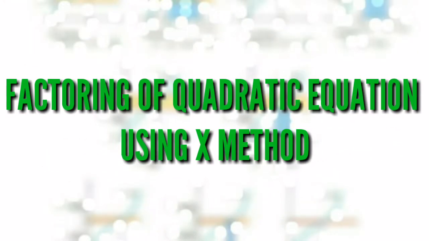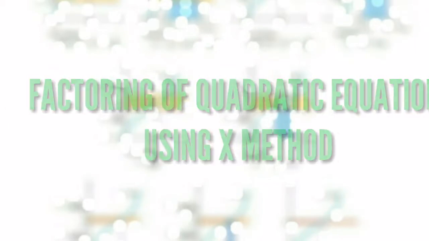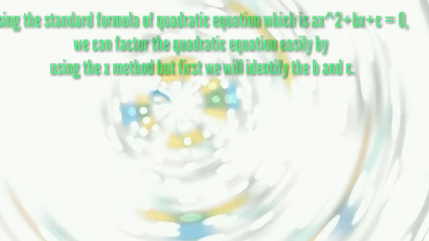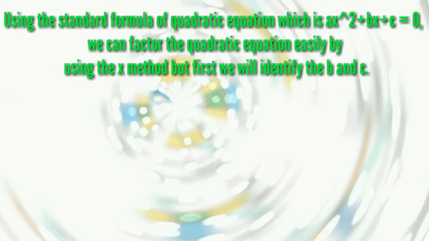And now, let's proceed to factoring of quadratic equation using X method. Using the standard formula of quadratic equation, which is ax squared plus bx plus c equals 0, we can factor the quadratic equation easily by using the X method, but first, we must identify the b and c that will be used in factoring.